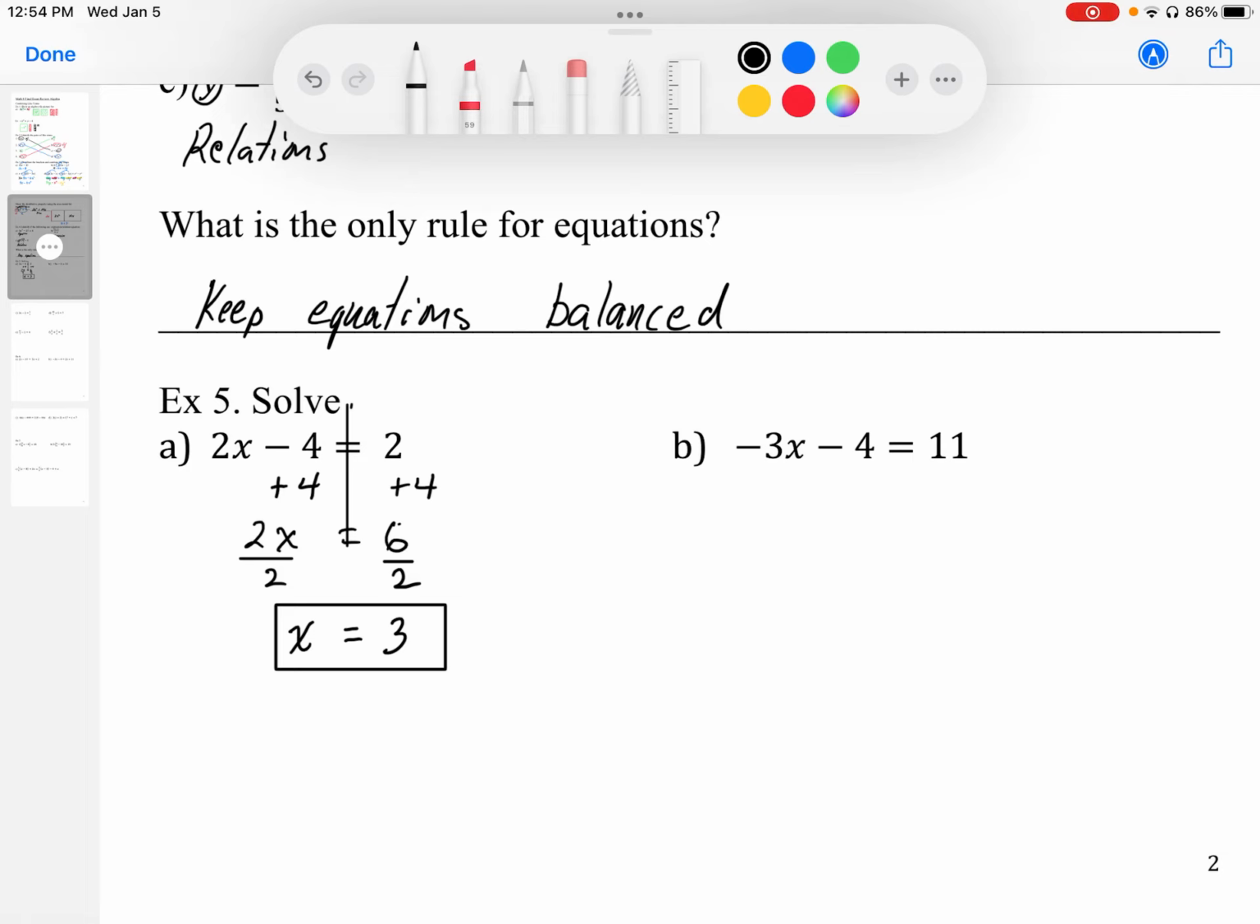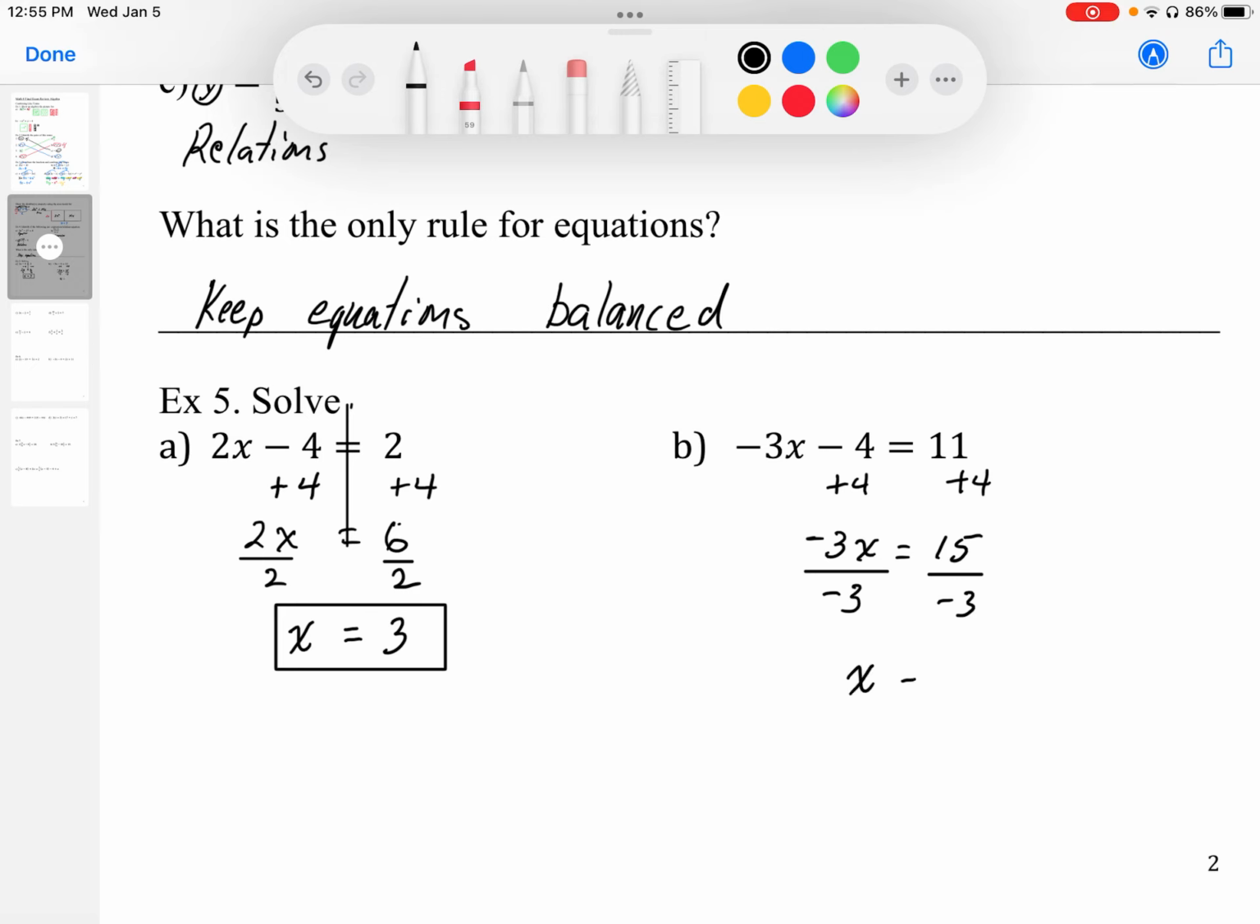So doing the same thing here, I've got a plus 4 to get rid of the minus 4. I'm going to plus 4 on both sides. That gives me negative 3x is equal to positive 15. If I want to get rid of a times by negative 3, I'm going to divide by negative 3. But I have to balance. I have to divide both sides by negative 3. I have to keep track of my positives and negatives.